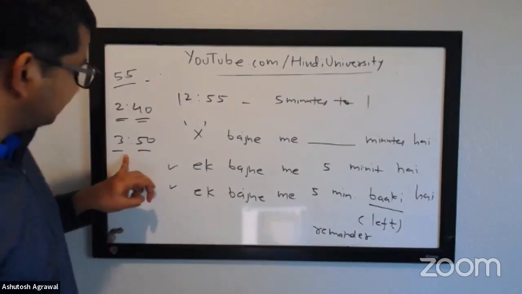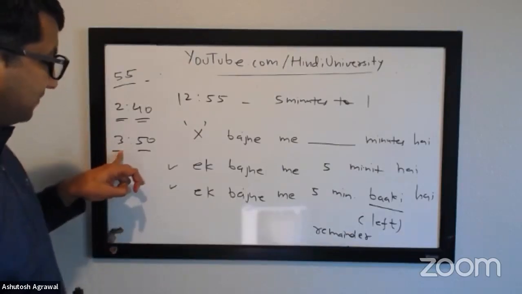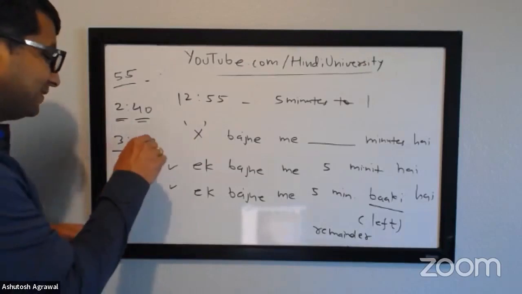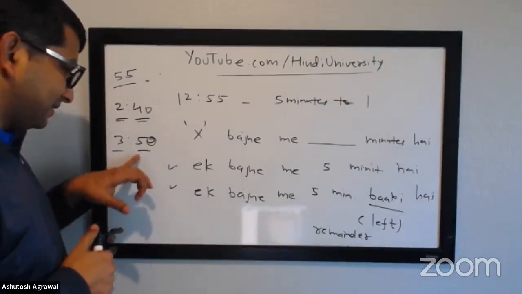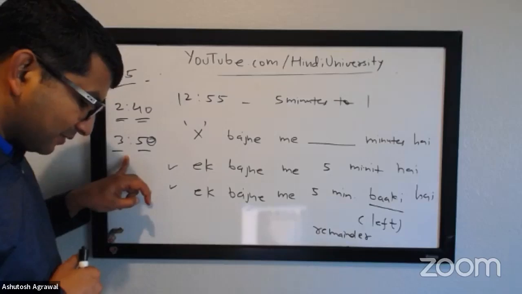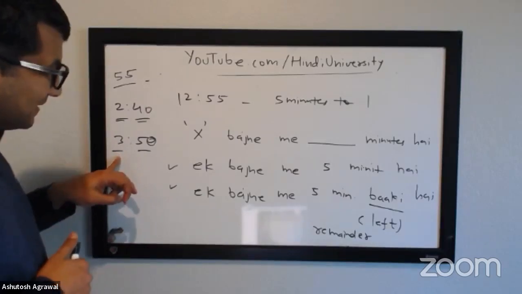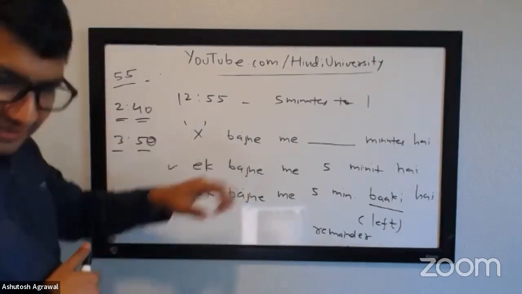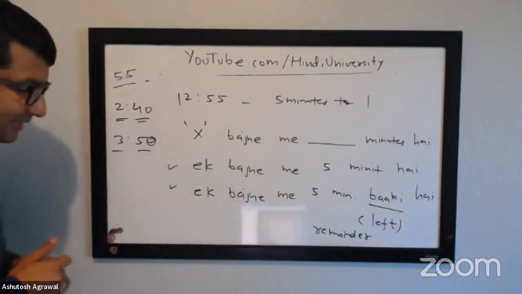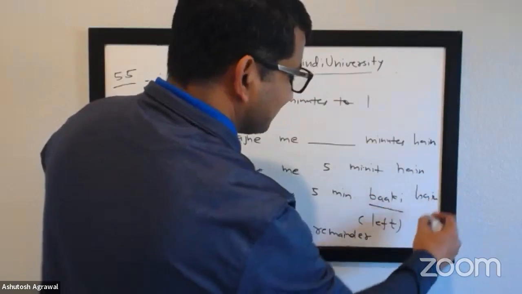Try it out. 4 bajne mein 10 minute baki hai. So what does it mean? 4:10. So say one more time then. Oh, okay. 4 bajne mein 10 minute baki hai. Right? Awesome. Asuchi, why is it hain and not hai if there is minute in plural? Let's say hain, sorry. Ah, okay.